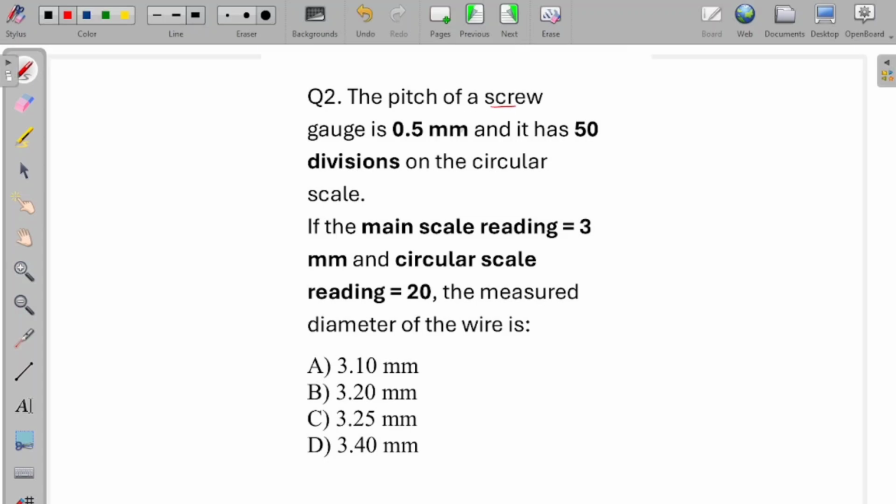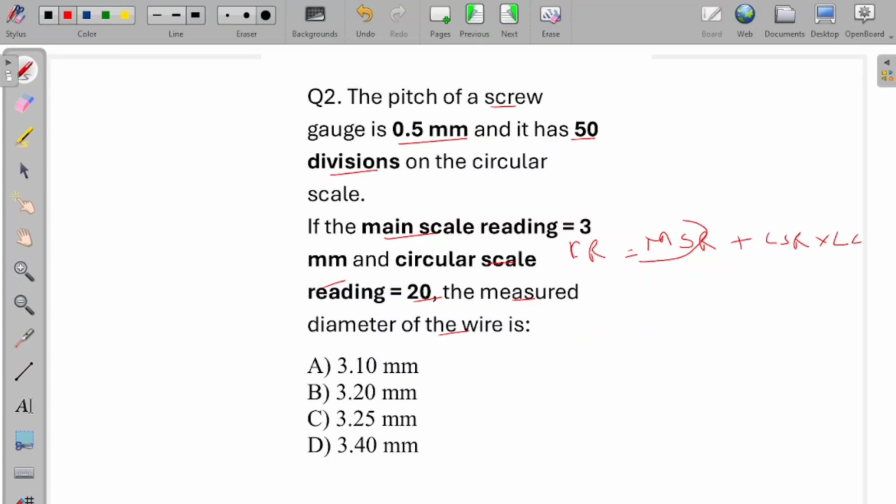Question number 2. The pitch of a screw gauge is 0.5 millimeter and it has 50 divisions on the circular scale. If the main scale reading is 3 millimeter and the circular scale reading is 20, the measured diameter of the wire is. We have to find the measured reading, the final reading. So for the final reading, we know the formula. The formula is main scale reading plus circular scale reading into least count.